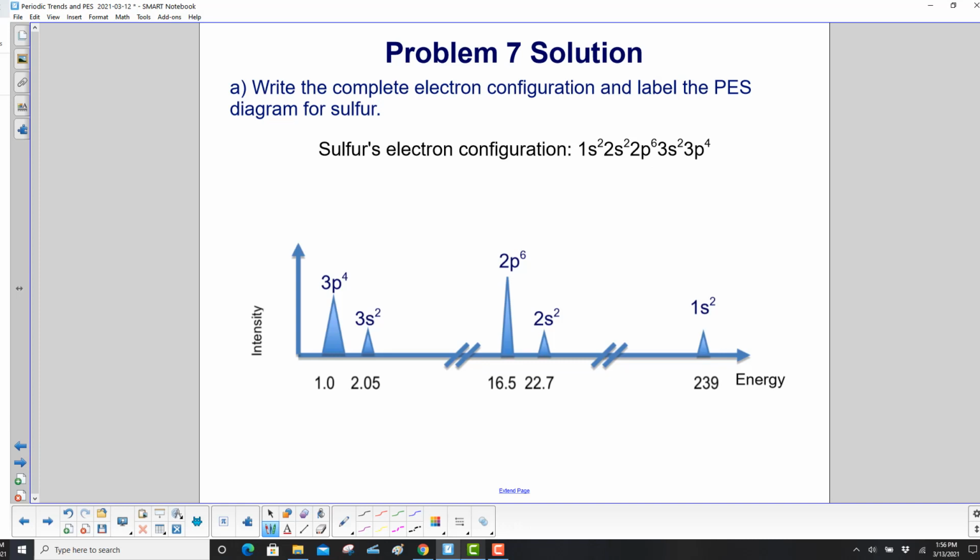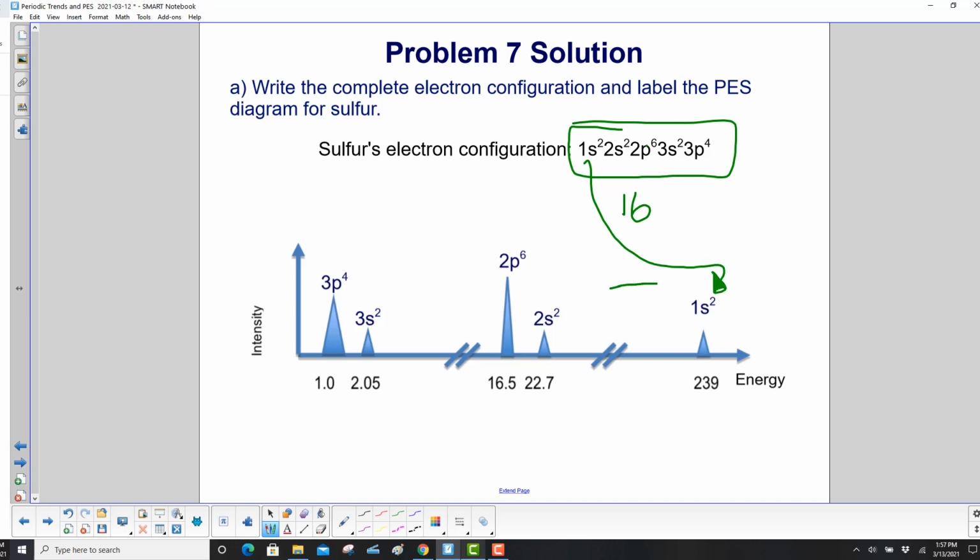Consult the periodic table and find out that sulfur has 16 electrons, and map it out: 1s2, 2s2, 2p6, 3s2, 3p4. And that goes right over there. That subshell goes right to the right because that has the greatest binding energy. You need the most energy to take away those 1s2 electrons.